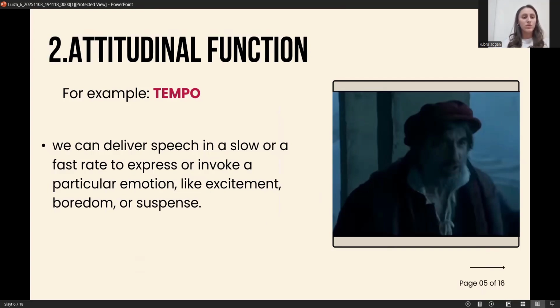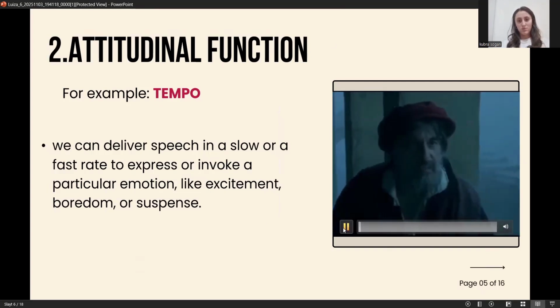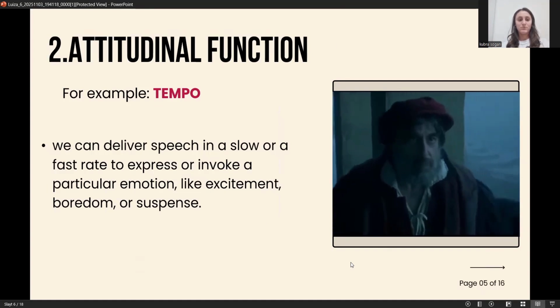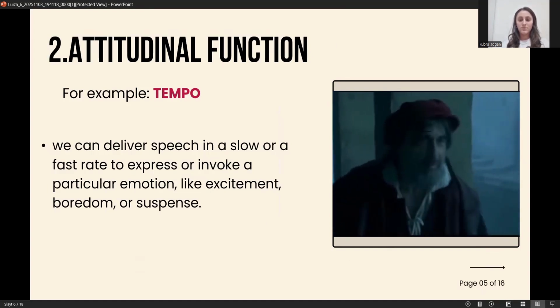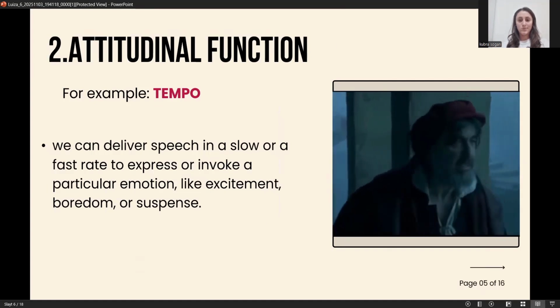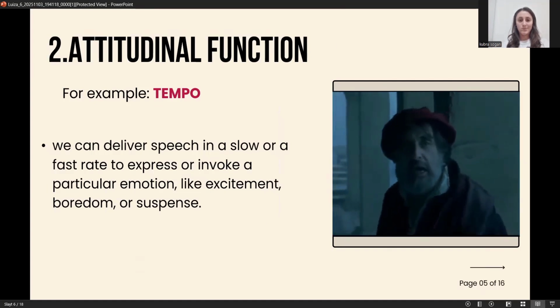Listen how Al Pacino increases his speech rate to show that he is upset. Laughed at my losses, mocked at my gains, scorned my nation, thwarted my bargains, cooled my friends, heated mine enemies, and what's his reason?